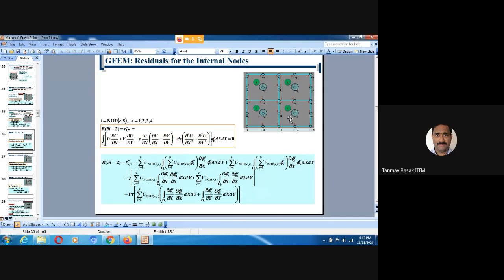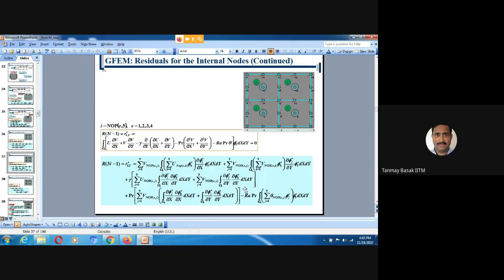Then we have internal nodes. These internal nodes are advantageous, so they are not shared by other elements. We have the contribution of only one element, and we can see this can be nicely structured in the computer program.